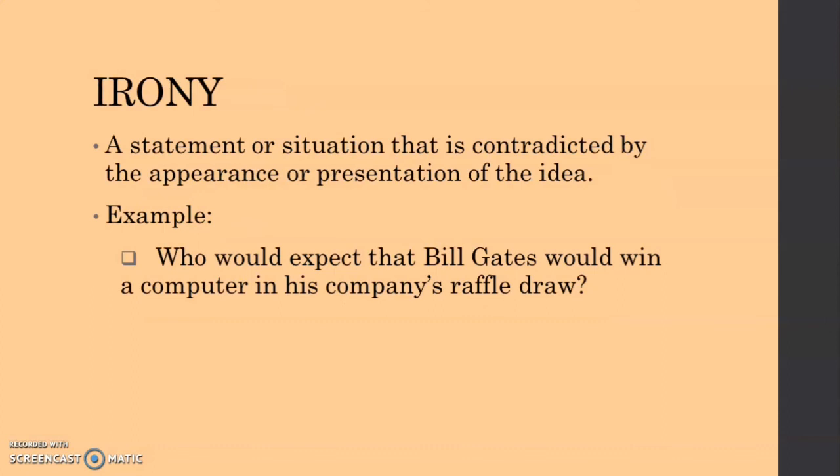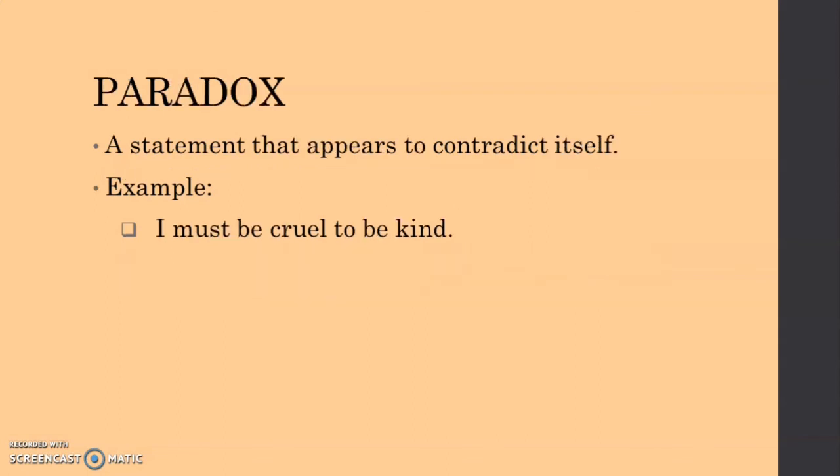We also have irony. This refers to a statement or situation that is contradicted by the appearance or presentation of the idea. Example: who would expect that Bill Gates would win a computer in his company's raffle draw? Next, we have paradox. This refers to a statement that appears to contradict itself. Example: I must be cruel to be kind.